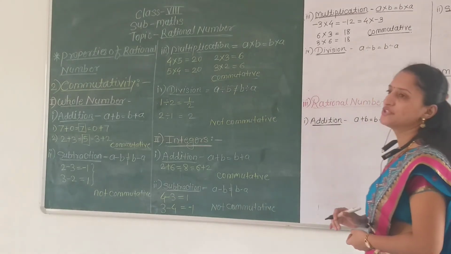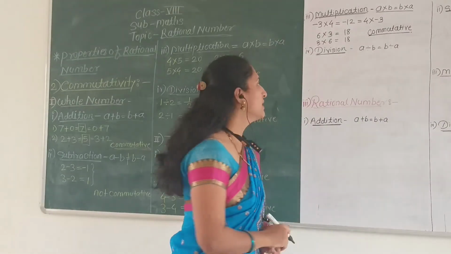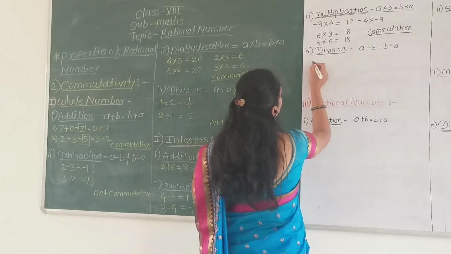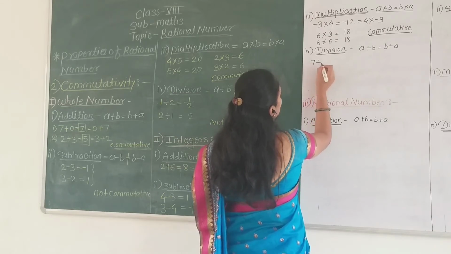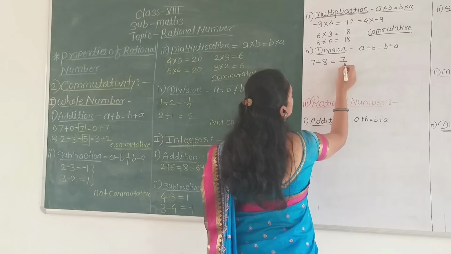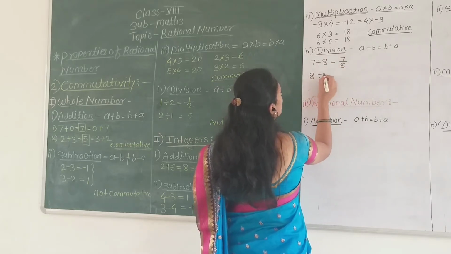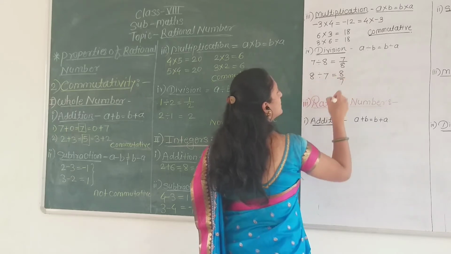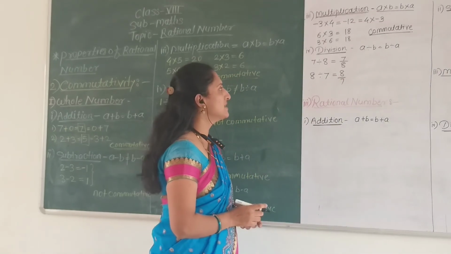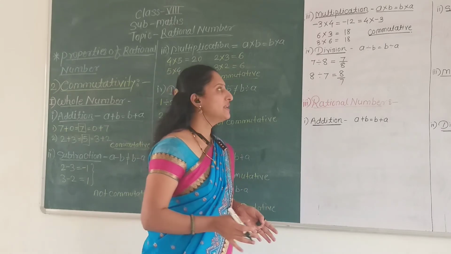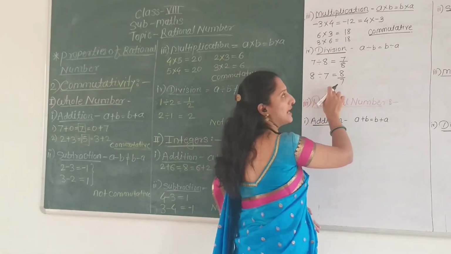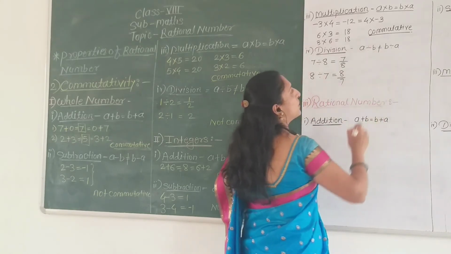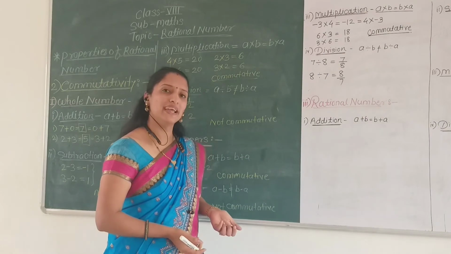Okay. Now let us check for the division. Okay. So let us take two integer numbers here, 7 and 8. Now 7 divided by 8 is equal to 7 upon 8, and 8 divided by 7 is equal to what? 8 upon 7. Now the answers do not match here. 7 upon 8 is not equal to 8 upon 7. That means in case of division, A divided by B does not match with B divided by A.